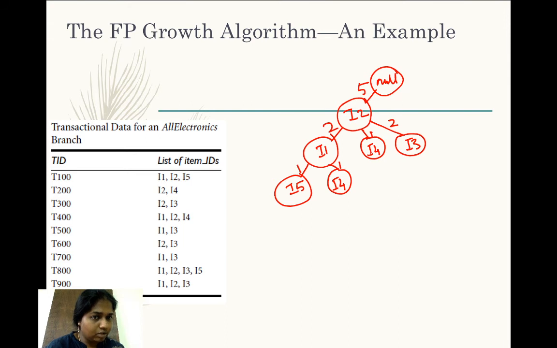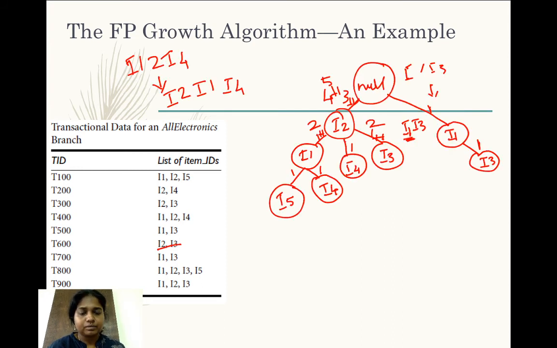To this I also have another node, I1, I3, each of them with value 1. This is at the end of transaction 5.